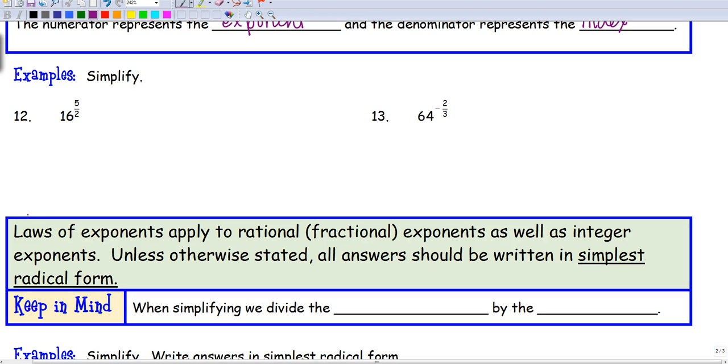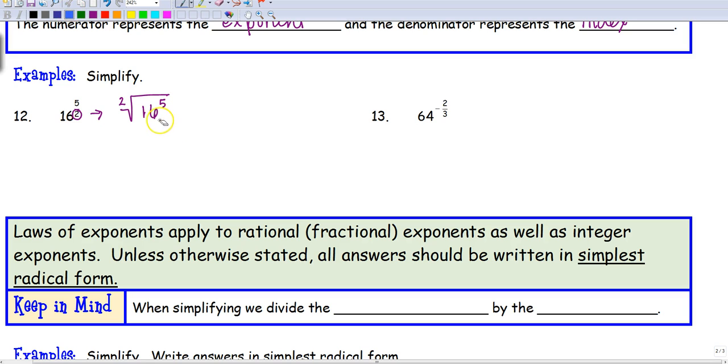All right, so 16 to the 5/2. If you want, you can change this to radical form. Put the 16. Denominator is your index. Numerator is your exponent. Here's the thing. 16 to the 5th is a really big number. You probably don't want to do 16 to the 5th and then have to do a factor tree with it. That is a lot of work. So instead, we're going to look at this a little bit different way.